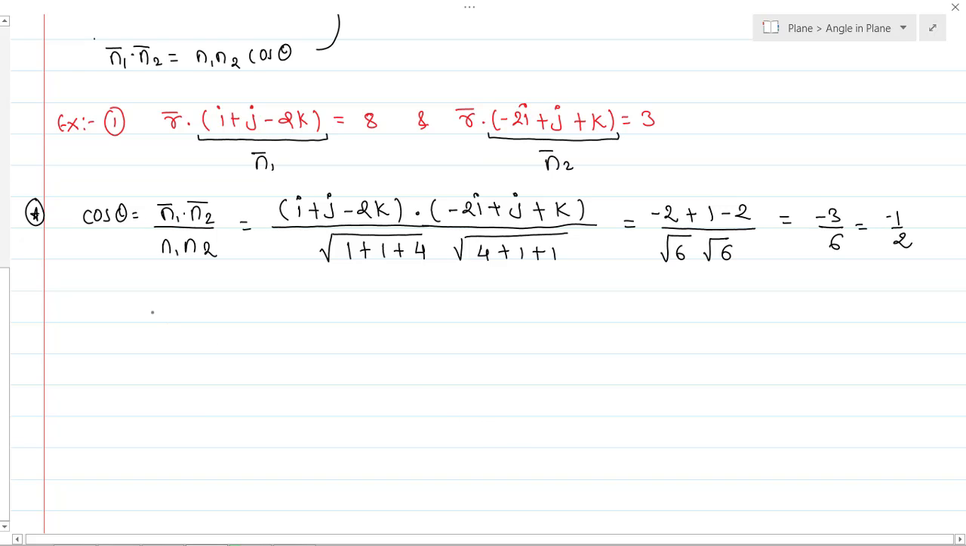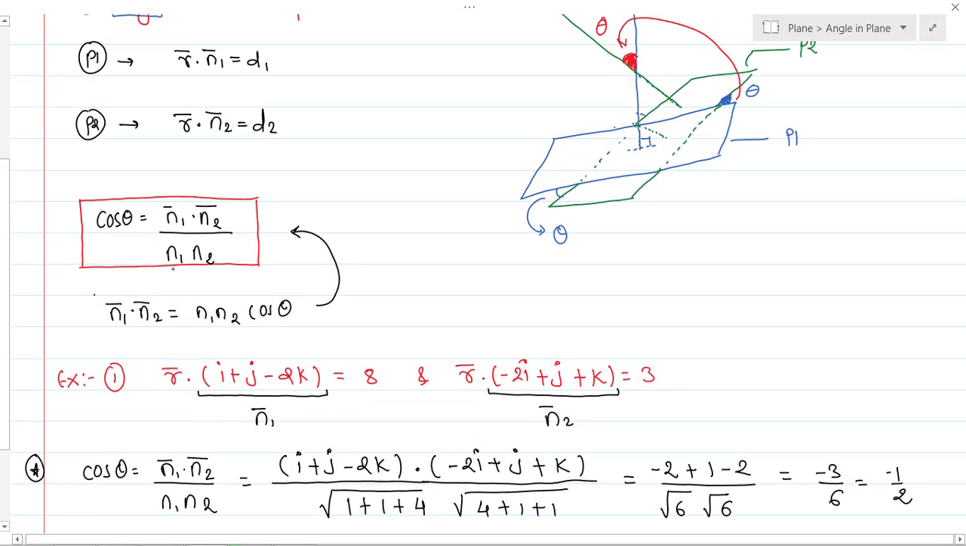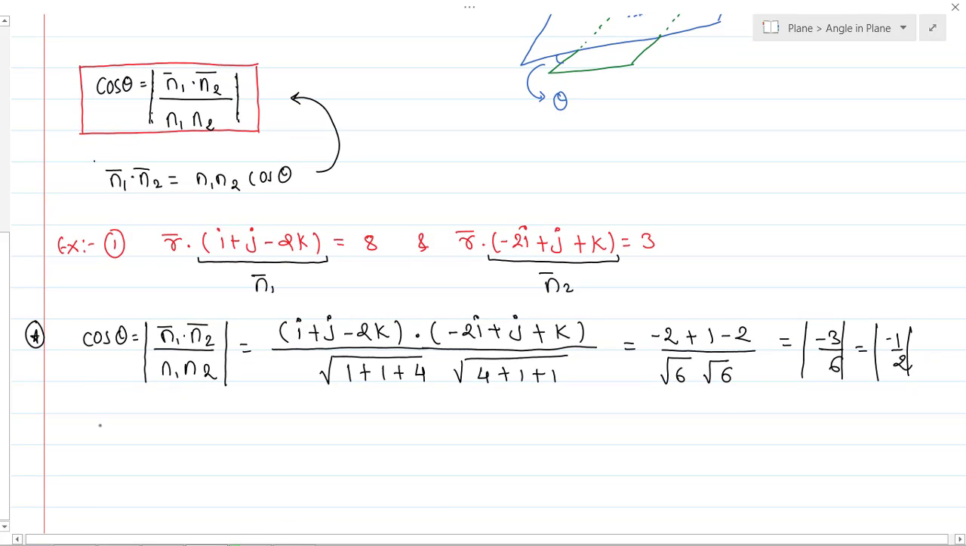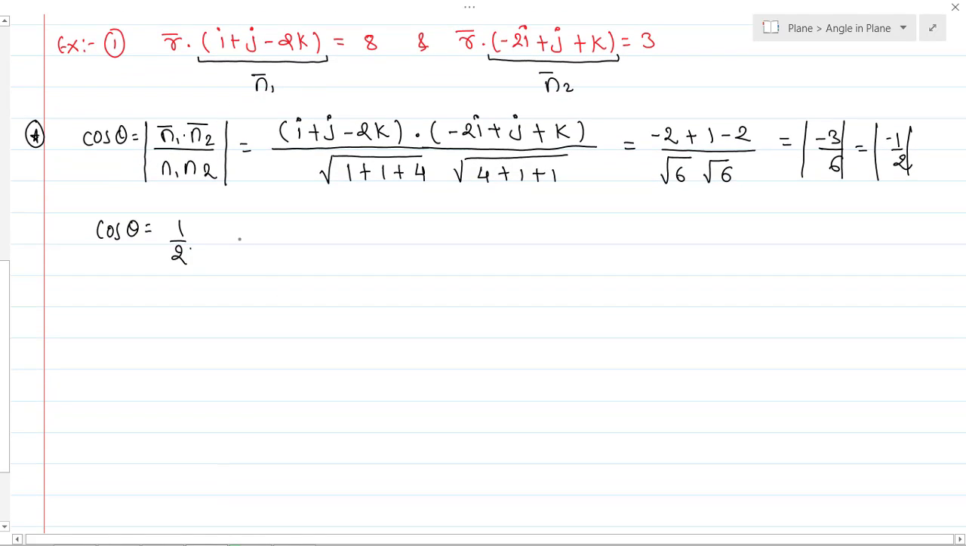Of course, here we have the modulus, because we are looking at the acute angle, so you cannot get an angle greater than 90 degrees. So definitely we have to take the modulus. You cannot have cos theta negative, so let's take the modulus. So cos theta is equal to 1 by 2. At what angle does cos theta become 1 by 2? This implies theta is equal to 60 degrees.